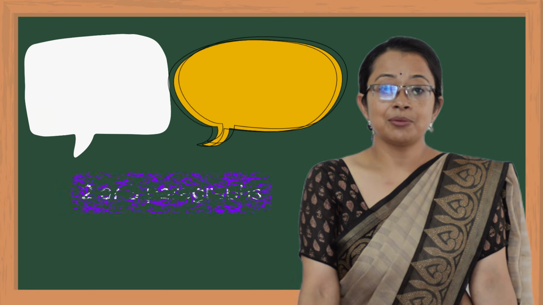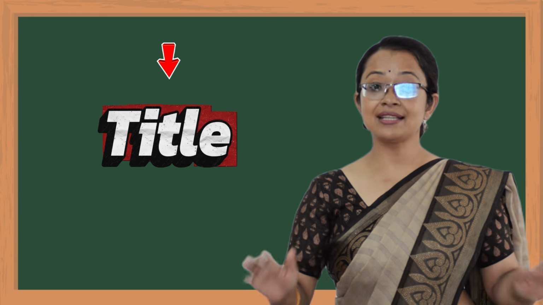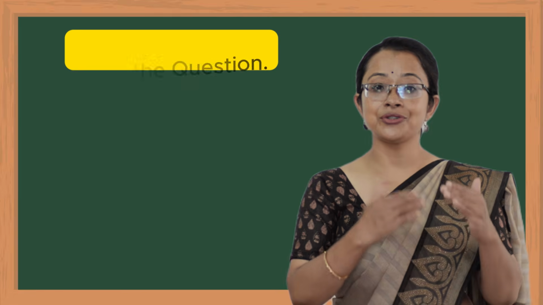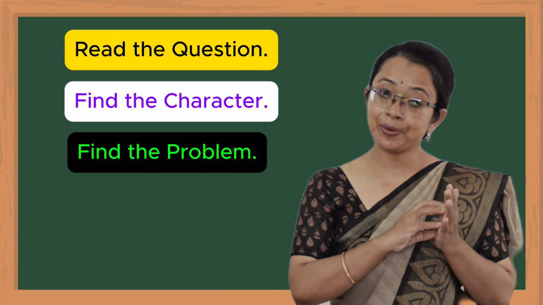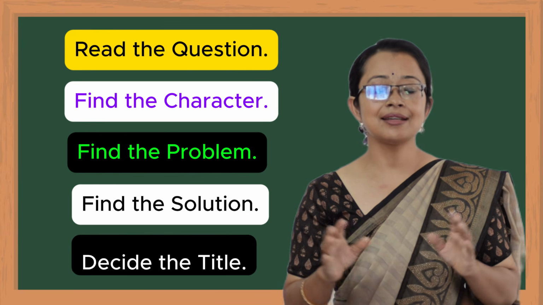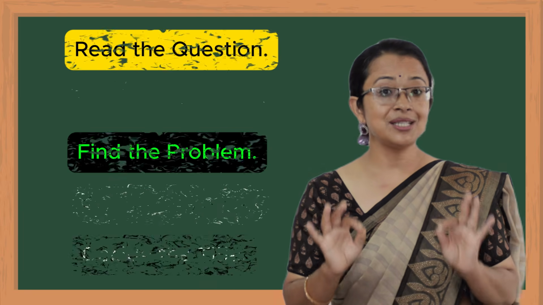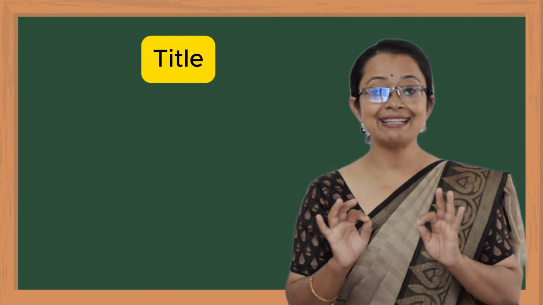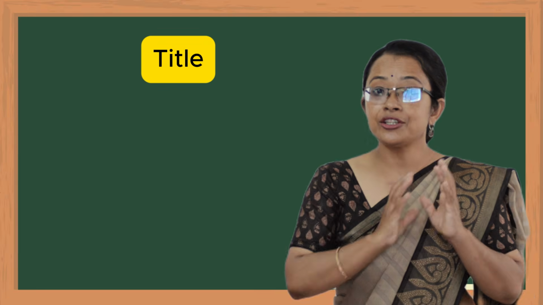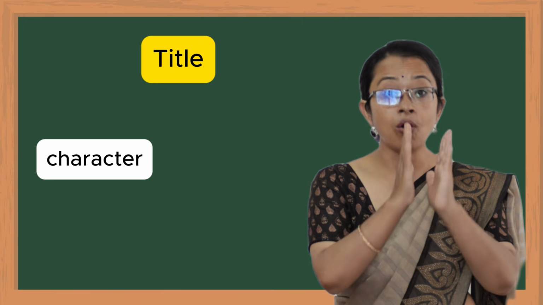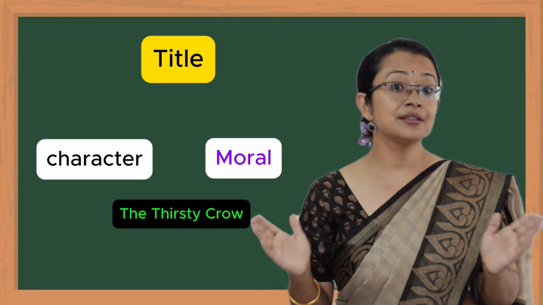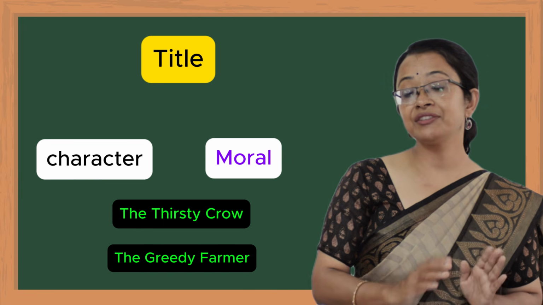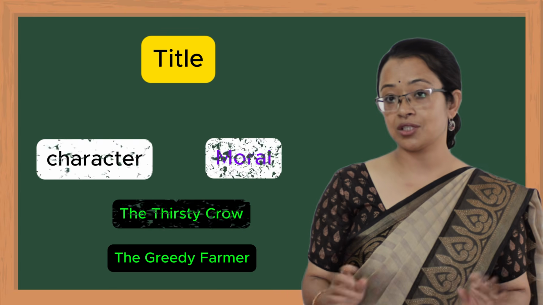And now let's talk about the most important part of the story, that is title. And the title should be decided after you see the questions, find the character, find the problem, find the solution, and then decide the title. And the best technique for you to decide a title is either to align with the character or to align with the moral of the story. For example, the thirsty crow, the greedy farmer, the honest woodcutter.